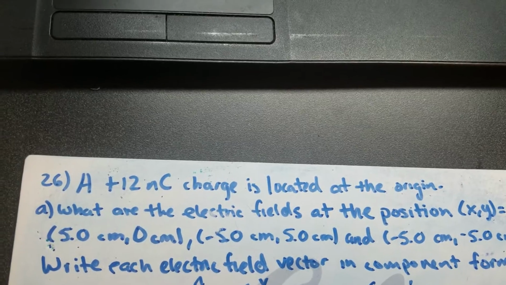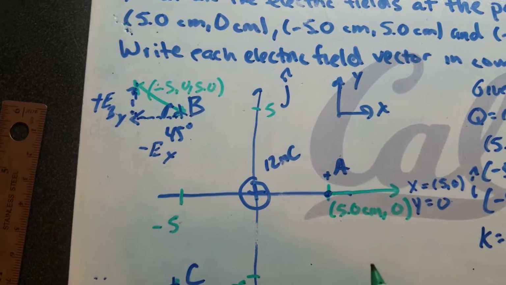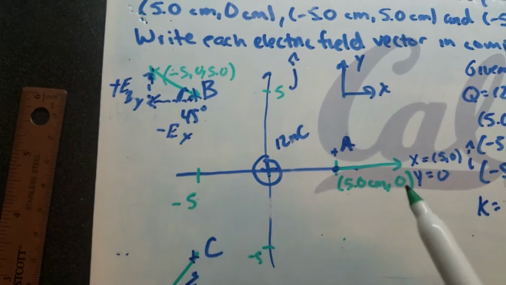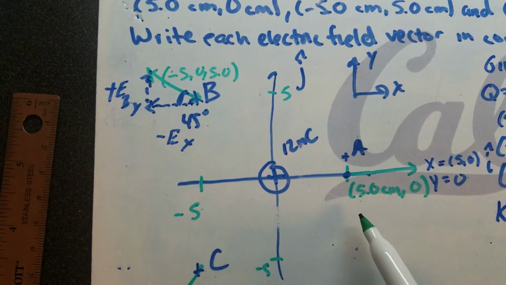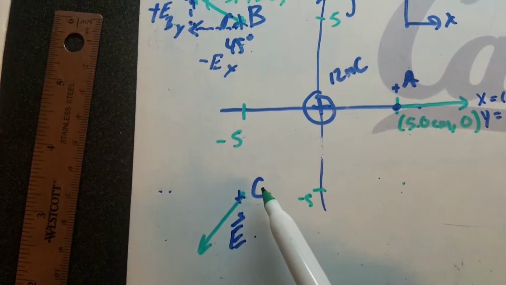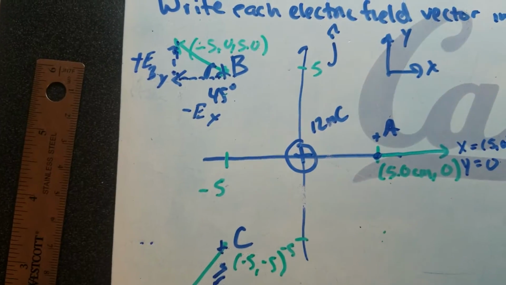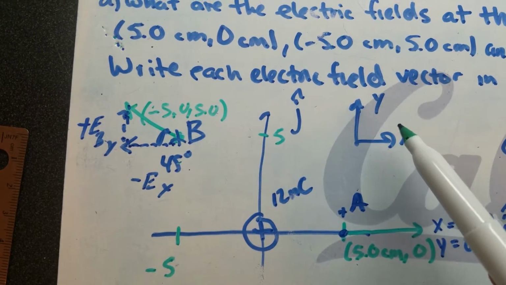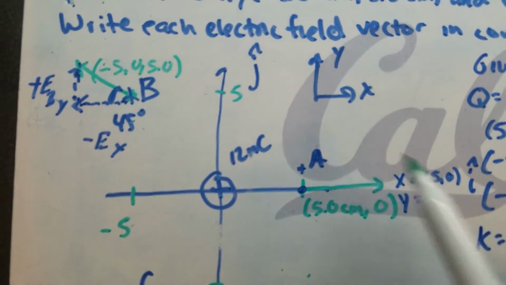The first thing we want to do is draw a graph. In this case, I already drew my graph, and we're going to have point A, point B, and point C, indicated at the positions given here. So it's 5 centimeters, 0, then negative 5 centimeters, 5 centimeters, and then point C. The next thing we also want to do is label our coordinate system. So I label my coordinates X and Y here. Also, I'll label my components as I and J.